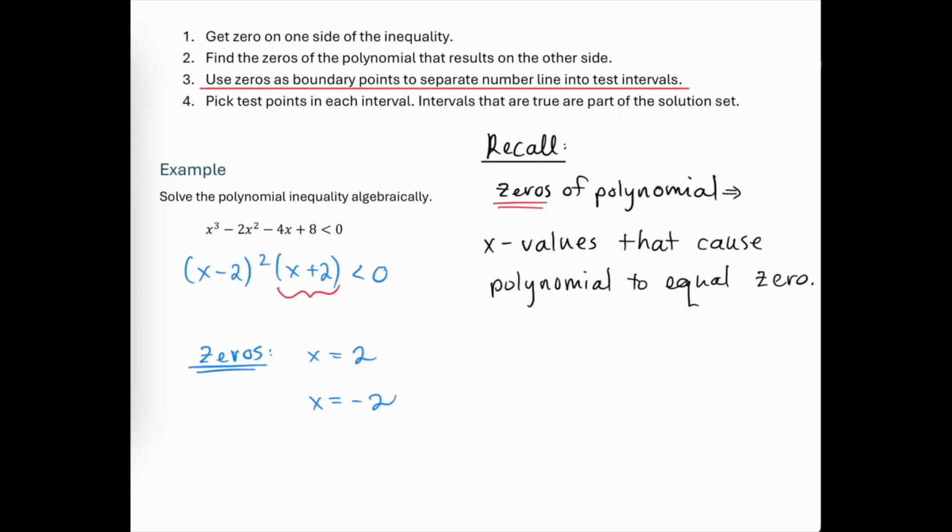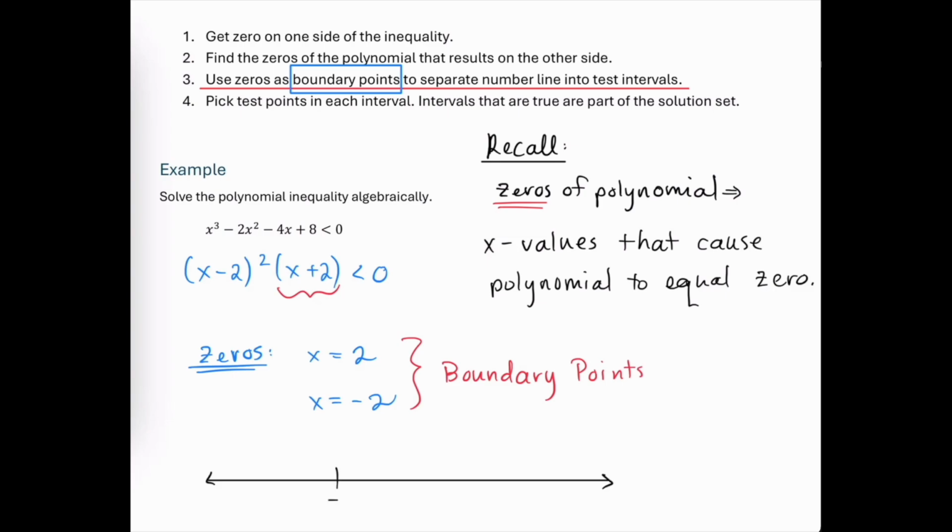Now we're going to call these zeros boundary points, plot them on a number line, and then test values inside the resulting intervals. So here's our number line. We have the boundary points negative 2 and positive 2. Breaking that number line up into 3 intervals, we'll pick a test value that is less than negative 2. So let's say x is equal to negative 3. We'll pick a test value that's inside this interval, and I like to choose x is equal to 0 if it's in the interval. And we'll choose another test value that is greater than 2. Let's say x is equal to positive 3.